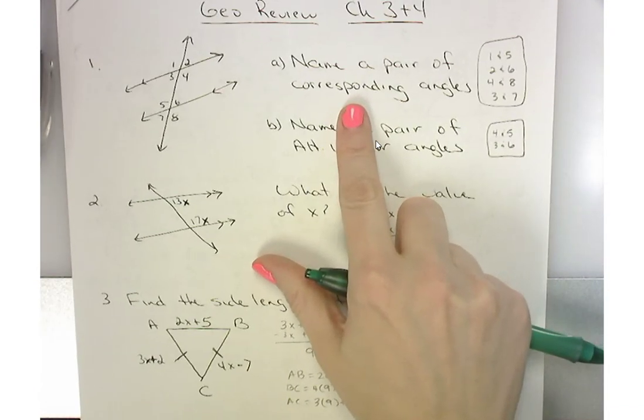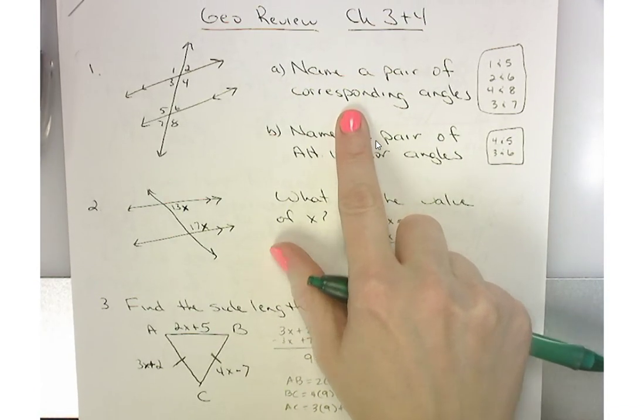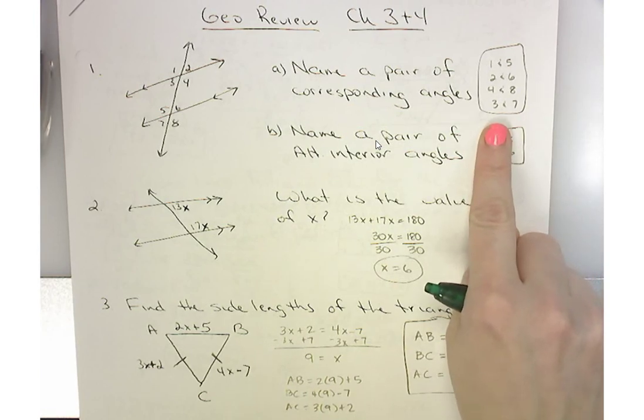Okay, so for A, name a pair of corresponding angles. You can have any of these pairs: 1 and 5, 2 and 6, 4 and 8, 3 and 7. Those are all of the pairs of corresponding angles. Name a pair of alternate interior angles: 3 and 6, and 4 and 5. Those are the two pairs.